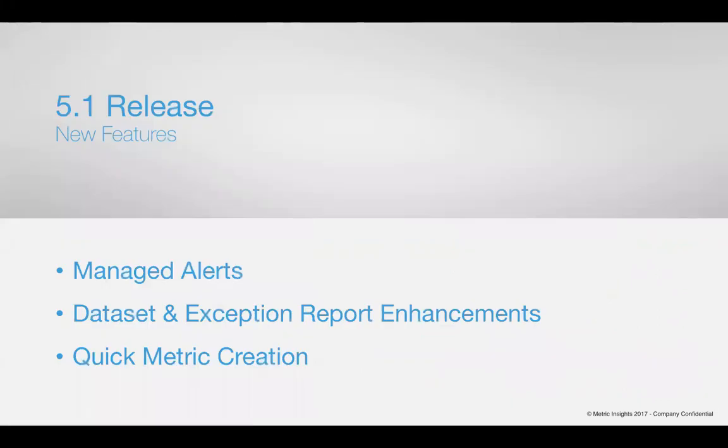Just as we go through the demonstration, some things to look out for that are new, and I'll call these out as we go through. We're going to touch on this idea of managed alerts, and we'll explain what that is. For those that saw our 5.0 release webinar, you may remember we introduced the concept of data sets and exception reporting. We've enhanced some of that, so we'll take a closer look and recap some of that. And the third piece is we've introduced a much easier way to generate metrics within the platform, and we'll make sure we leave time to cover that.